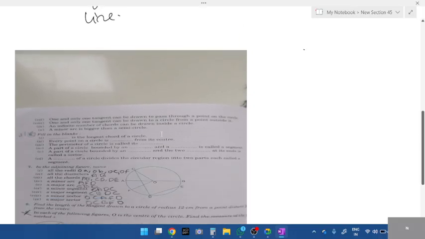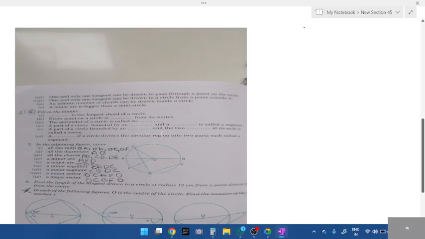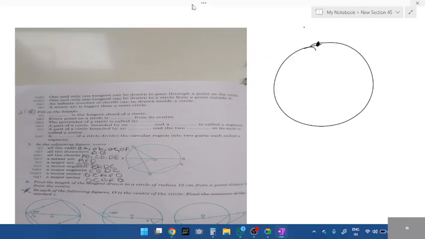Now we'll start with the seventh one. Look here. Let me read the seventh one. Only one and only one tangent can be drawn to pass through a point in the circle. Let me take a circle. I'll keep a point, students. So what do you mean by this question? Only one tangent can be drawn to pass through. How many points are given here? 1 point, right? Through a point.